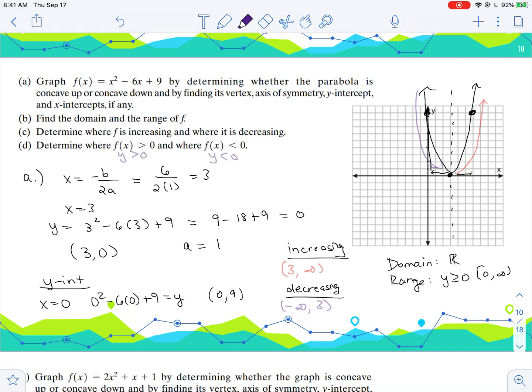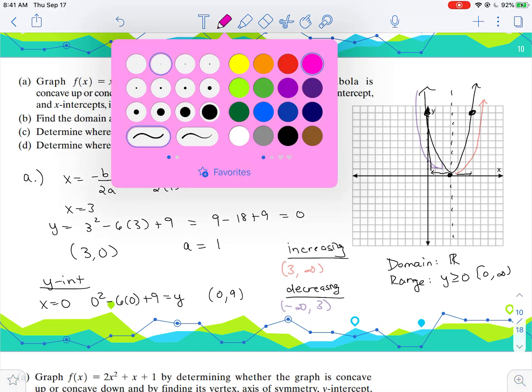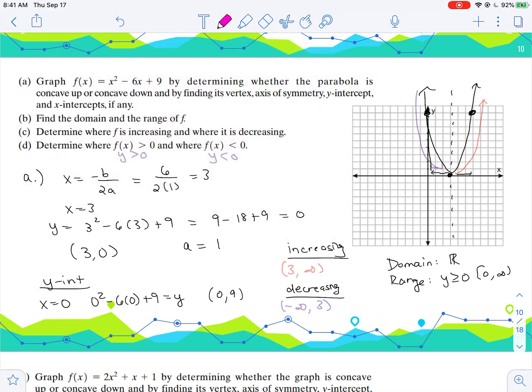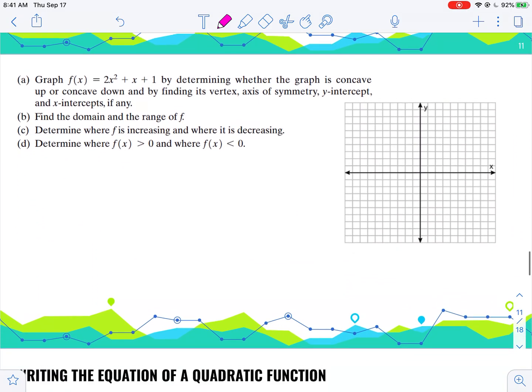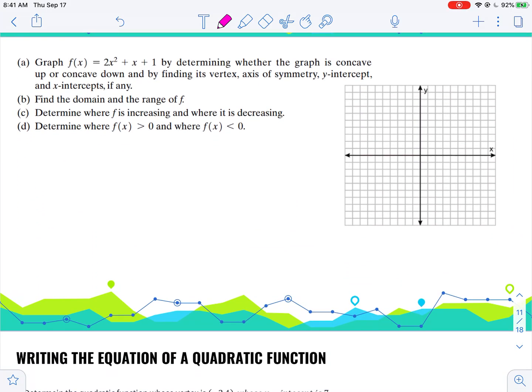Where is the f of x? So that's saying where is y greater than 0 and where is y less than 0? Well, on my parabola, where are the y values greater than 0? Well, that's everywhere except for at x equals 3. So it's always greater than 0, and it's never less than 0 because the parabola doesn't exist underneath here. So since there's no y values that are negative on that parabola, the y values are never less than 0.